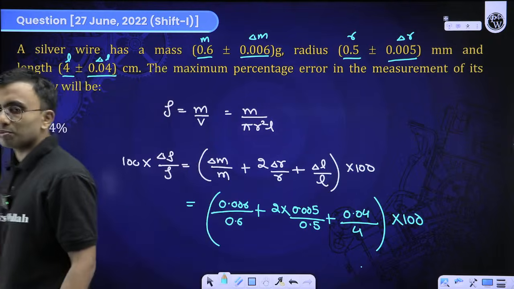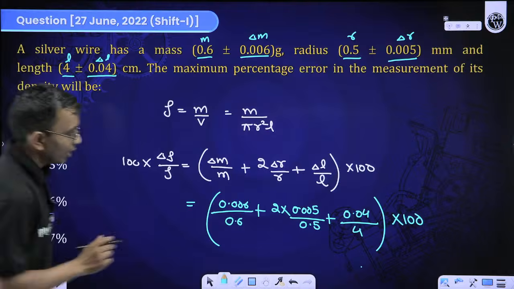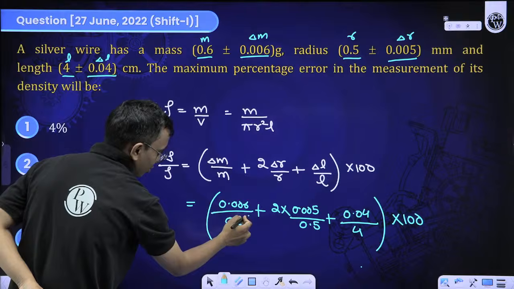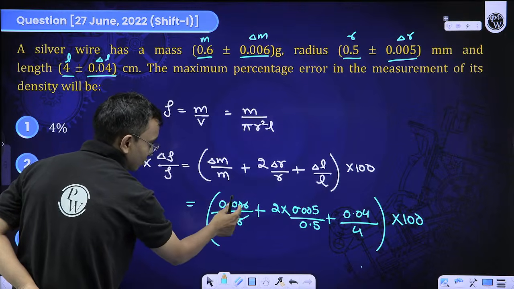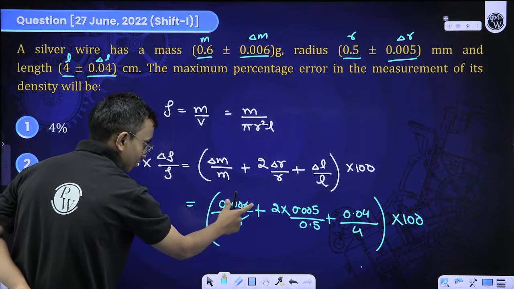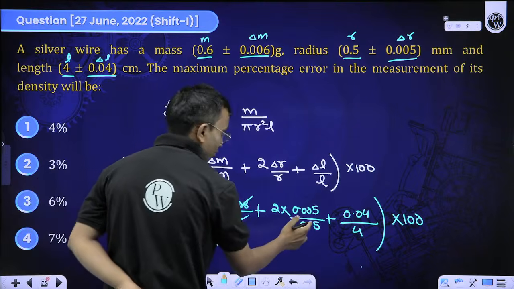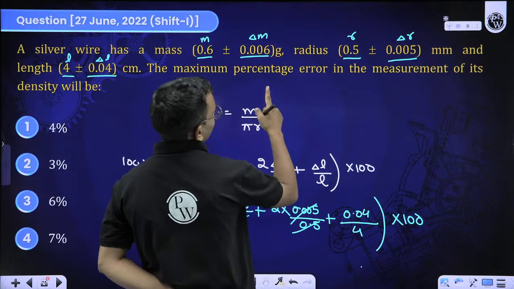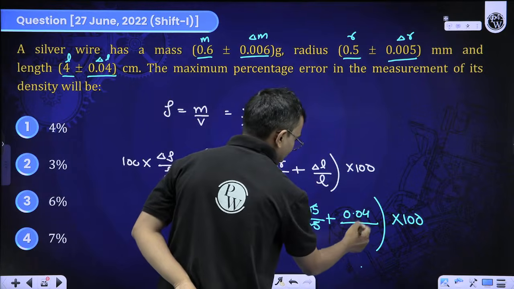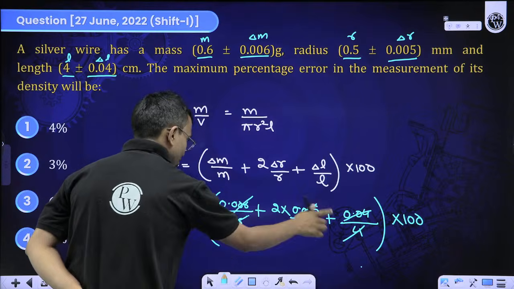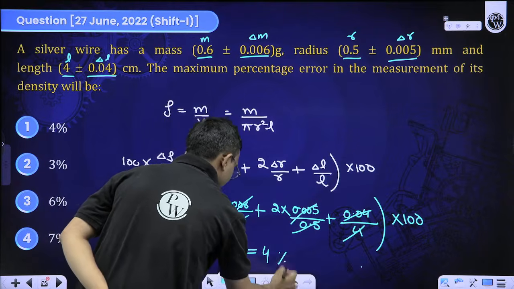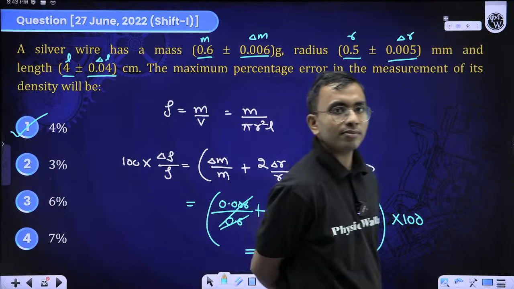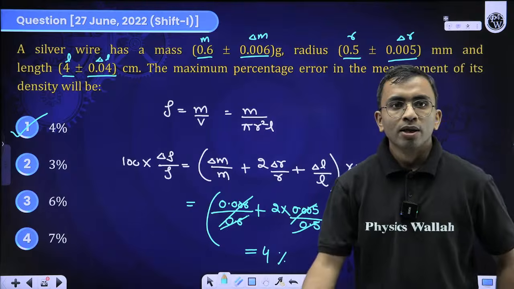Now you see how much percentage error you are getting. You multiply 100 inside. So 0.006 into 100 will just become 0.6 over 0.6, it will get cancelled. Similarly this will get cancelled, and similarly this 0.005 will get cancelled, and you get 1 plus 2 plus 1, which comes out to be 4%. So the answer is the first option. Okay, got it?